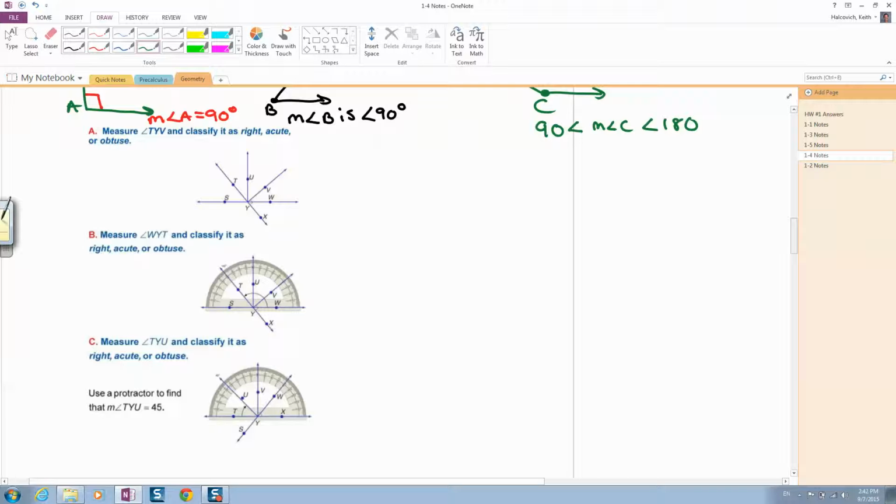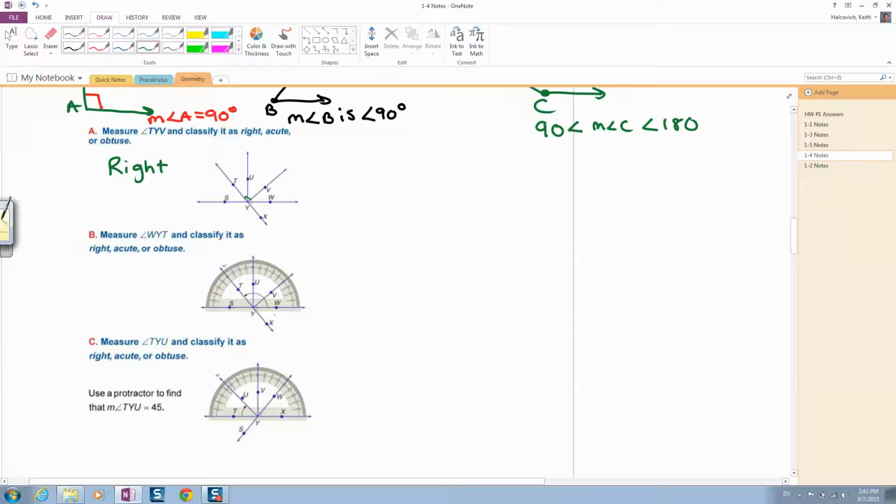So here, classify angle TYV as right, acute, or obtuse. TYV, well, notice there's a right angle here, so that means that is also a right angle. So TYV is a right angle. The measure of angle WYT, is it right, acute, or obtuse?